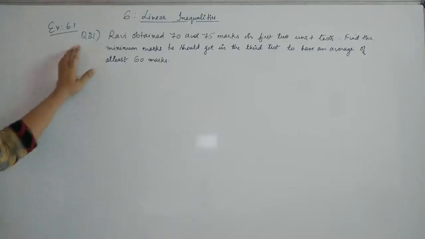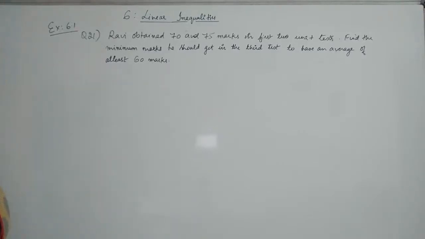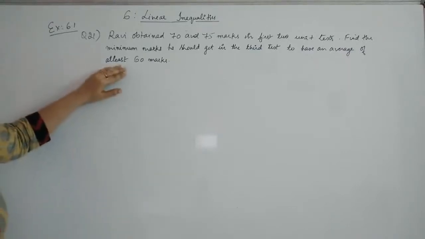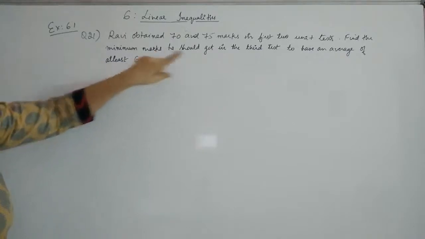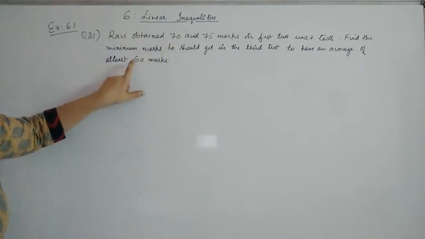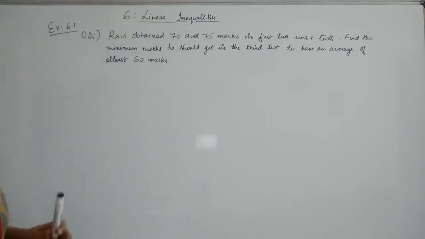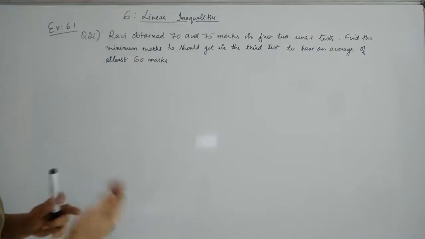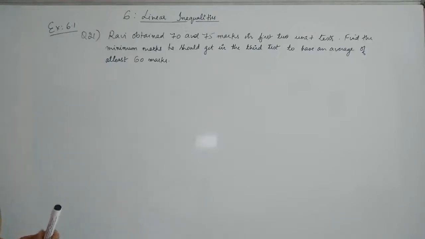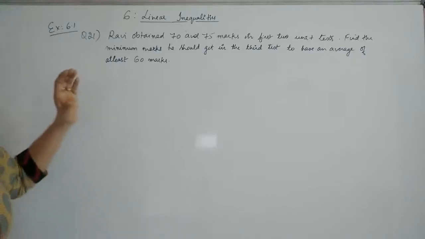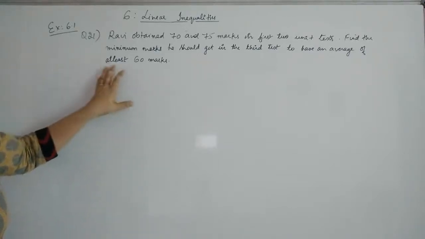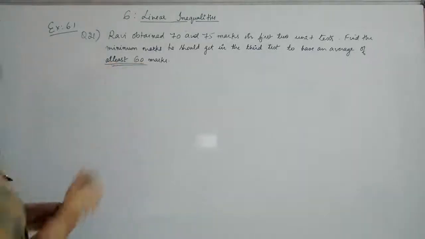Question number 21 is, Ravi obtained 70 and 75 marks in first 2 unit tests. Find the minimum marks he should get in the third test to have an average of at least 60 marks. So at least 60, the meaning of at least is the minimum 60. Average of the 3 tests should be minimum 60. That is the meaning of at least. Okay. So the minimum meaning of getting 60 marks is greater than or equal to 60. At least 60 means greater than or equal to 60.